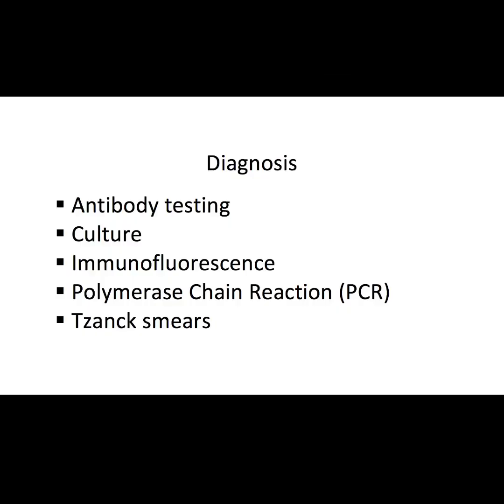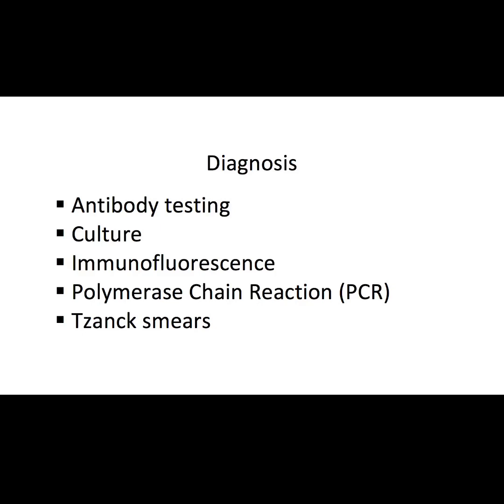The diagnosis of HSV is aided by laboratory studies such as antibody testing, culture, immunofluorescence, polymerase chain reaction, PCR, and Tzanck smears. Antibody testing can confirm primary infection when a patient has negative HSV antibodies and positive viral cultures. Antibody testing, however, cannot generally distinguish between HSV1 and HSV2. Culture, specifically tissue culture, is the standard method for confirming HSV. Tissue culture can distinguish between HSV1 and HSV2, and it can produce results within 48 hours of inoculation.